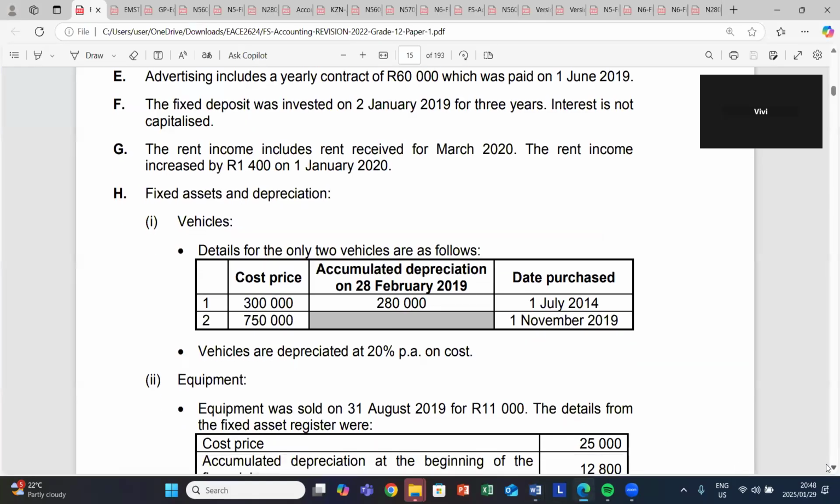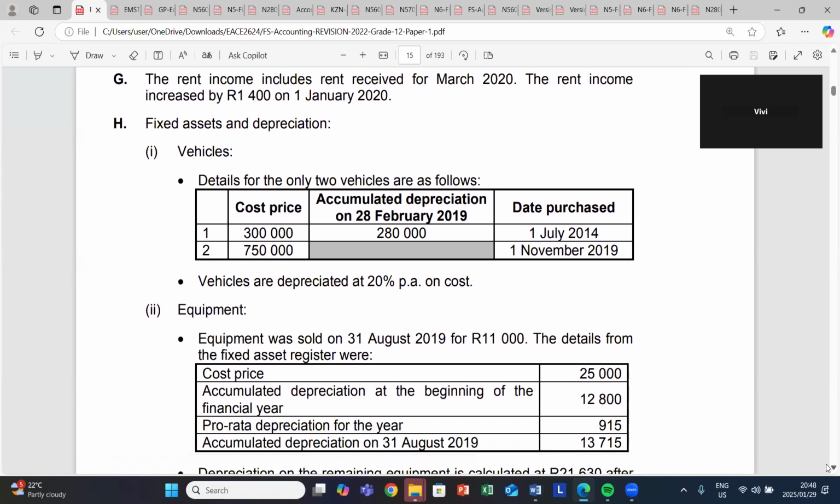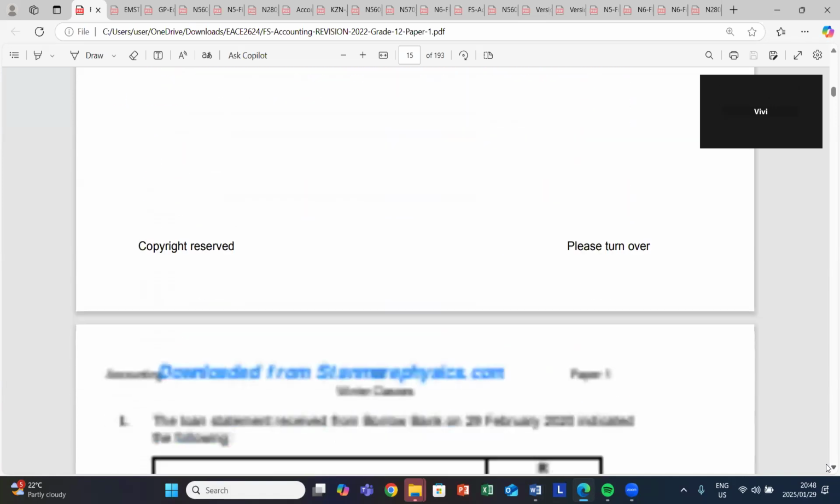And then let's do fixed asset and also depreciation. And then, is this our last transaction?